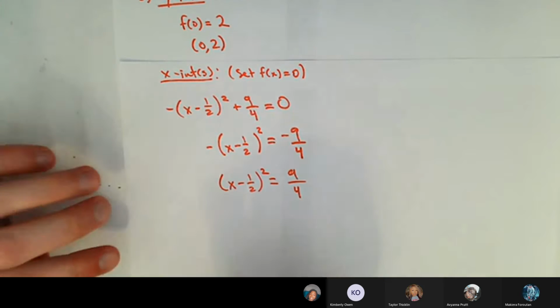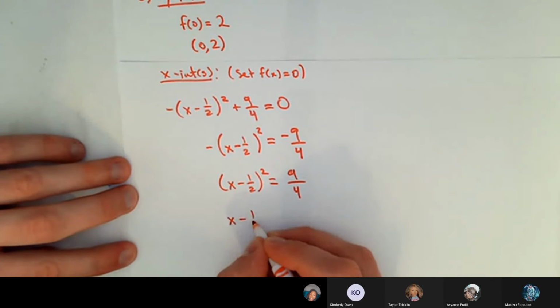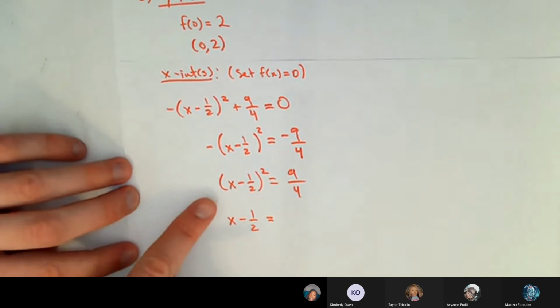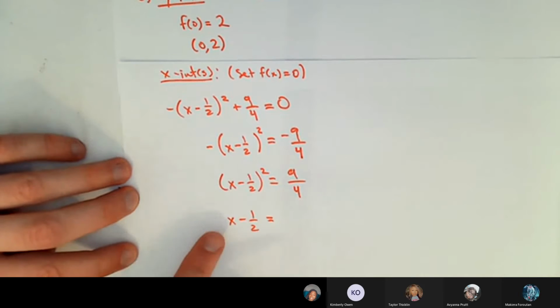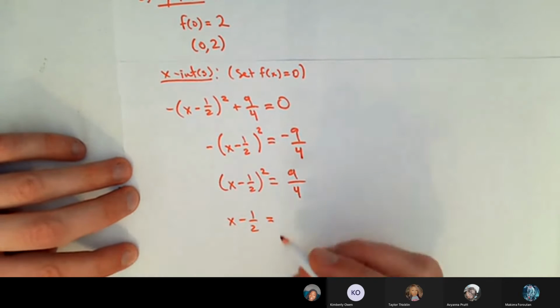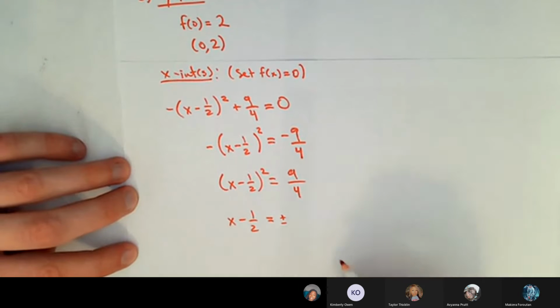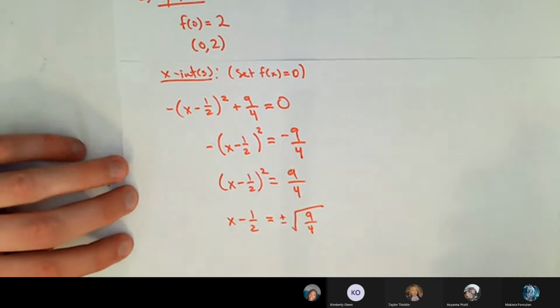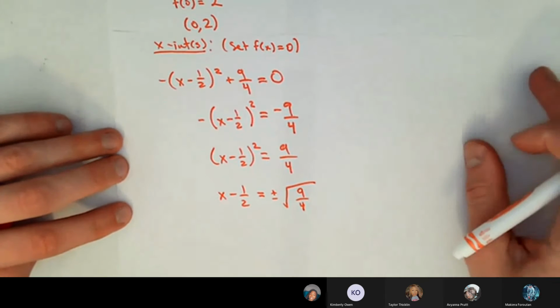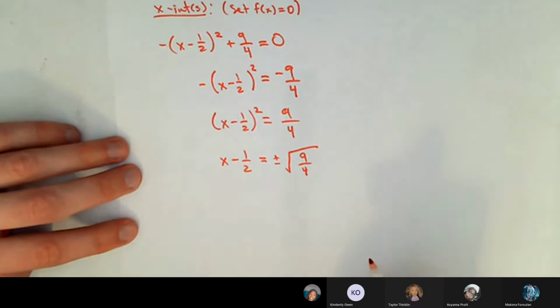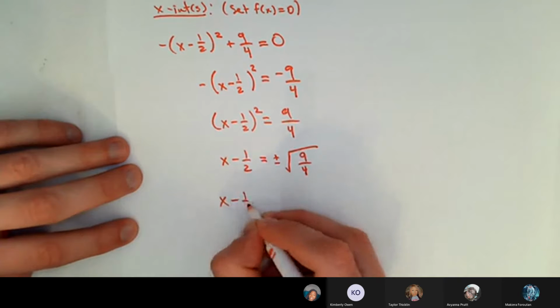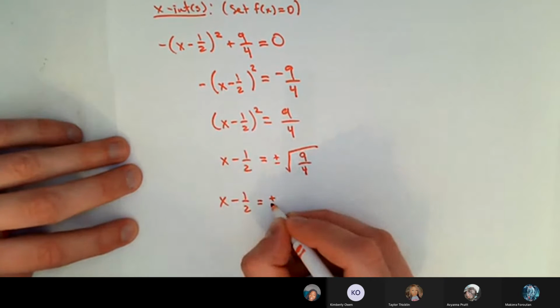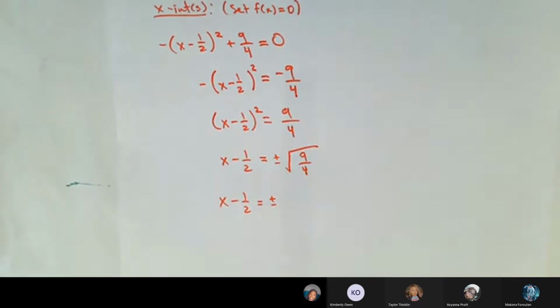Now I'm going to take a square root on both sides, which unpacks this side from its square. This whole thing is squared, but I'm taking a square root on both sides. Don't forget the plus or minus 9/4.